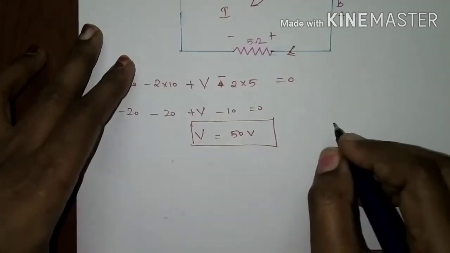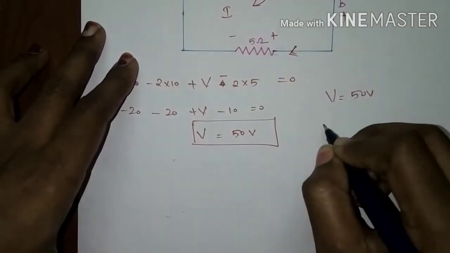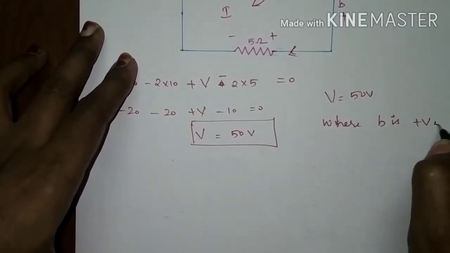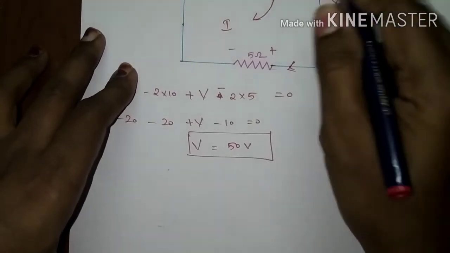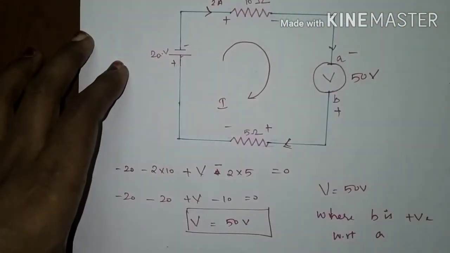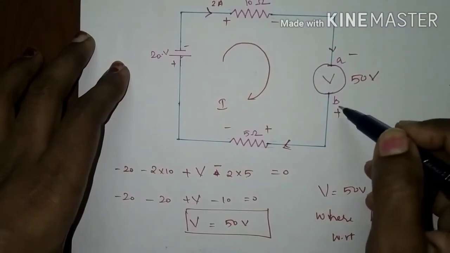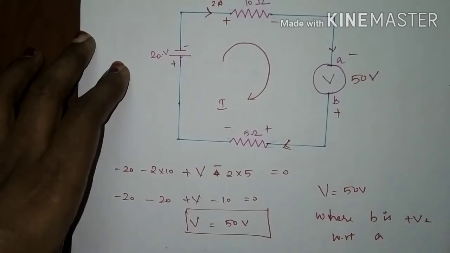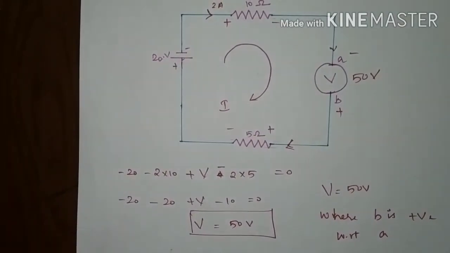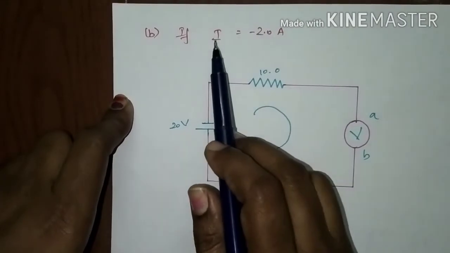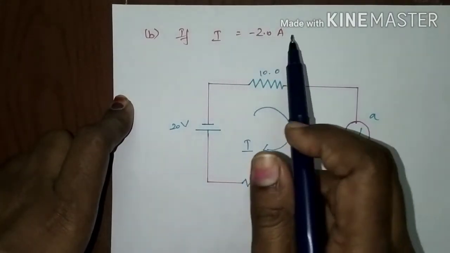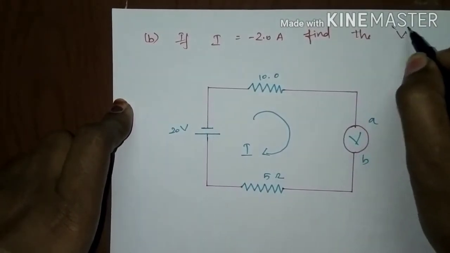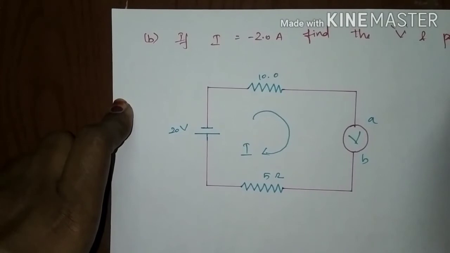So we have to write the solution as voltage V is equal to 50 volt, where B is positive with reference to A. This voltage source is acting as a source, and there is a current which is flowing out of the positive terminal B. Okay, and there is another subdivision also. If the current I is minus 2 ampere, find the V and polarities of energy source.